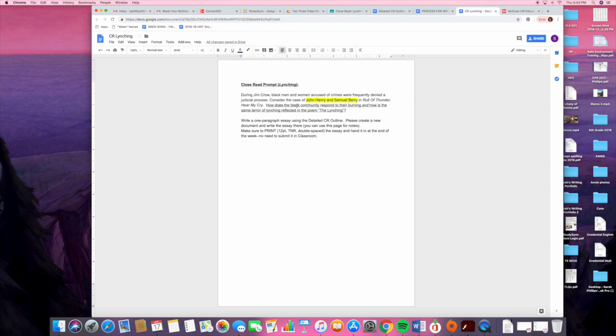How does the black community respond to their burning, and how is the same terror of lynching reflected in the poem "The Lynching"? Little fun fact about poems, they're in quotes, not in italics, and that's how I put it there for you. So if you put it in italics, you got marked off. But it's okay, you're going to rewrite it.